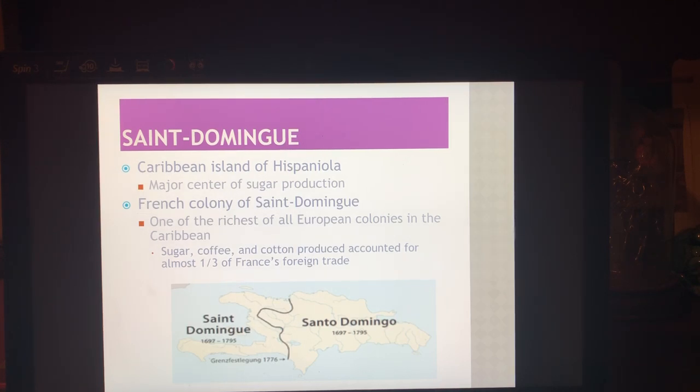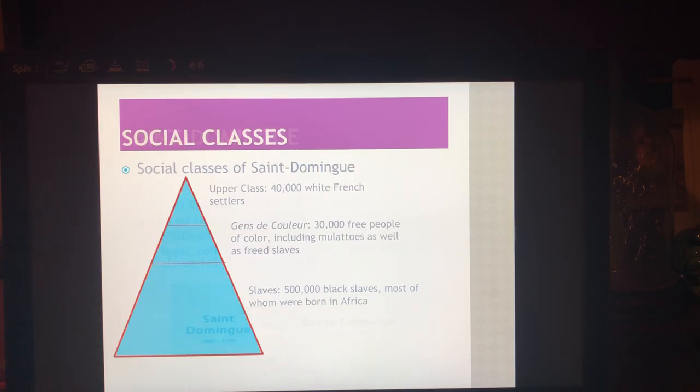Haiti is on the Caribbean island of Hispaniola. These Caribbean islands are the major producer of sugar, and it's a French colony. It's one of the richest European colonies because it produces sugar, coffee, and cotton. This makes up one-third of France's foreign trade, so it's very important. We're going to see the social classes. There are about 40,000 white French settlers, and the gens de couleur are 30,000. These are free people of color, including mulattoes and freed slaves, and then the bottom half is slaves.